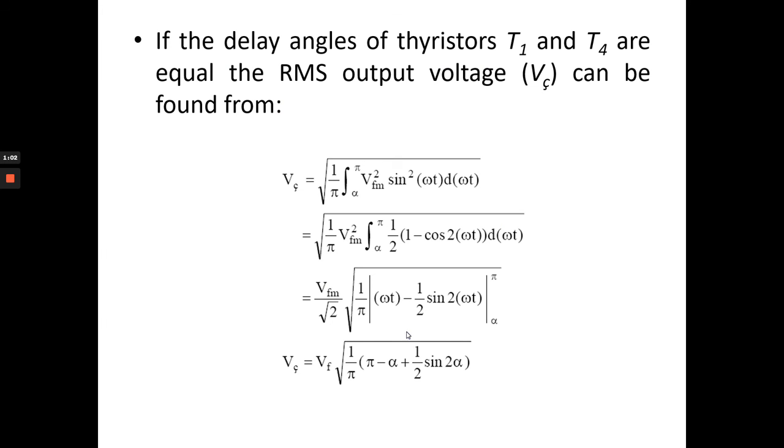Now, if the delay angle of thyristors T1 and T4 are equal, the RMS output voltage Vout RMS can be found from the equation Vout RMS equal to square root of 1 by pi integration from alpha to pi Vm square sin square omega t d omega t, and we will get Vout equal to Vs square root of 1 by pi in bracket pi minus alpha plus 1 by 2 sin 2 alpha.